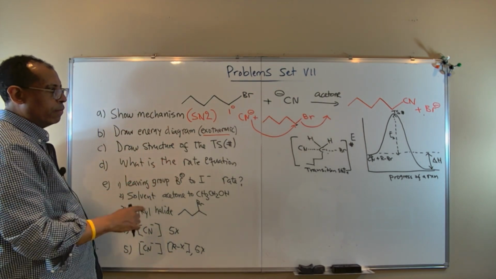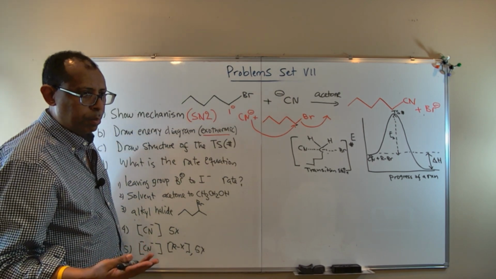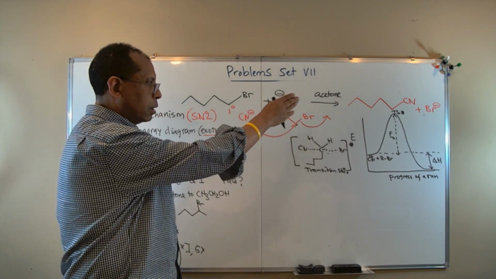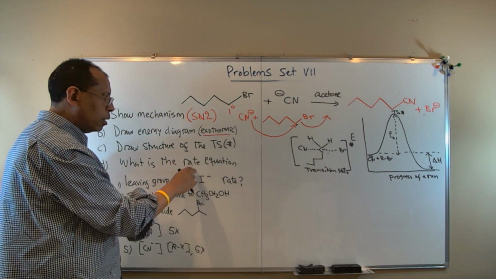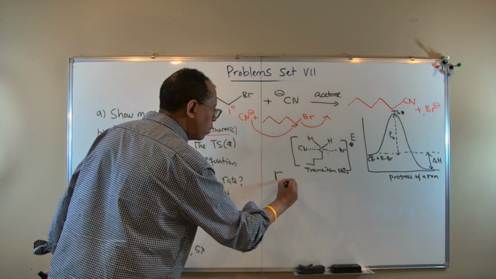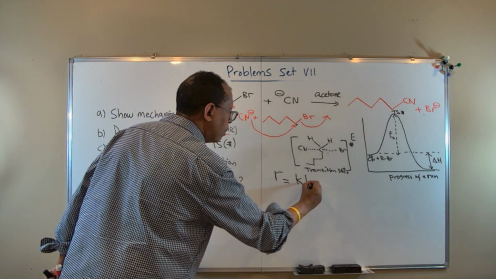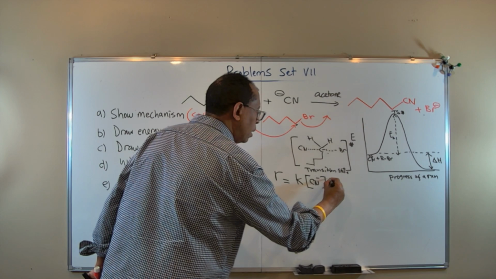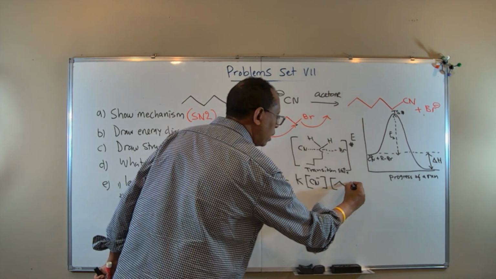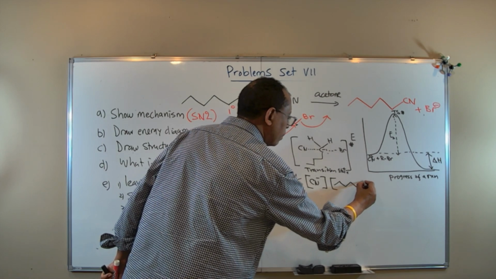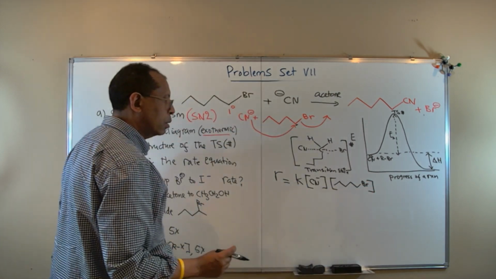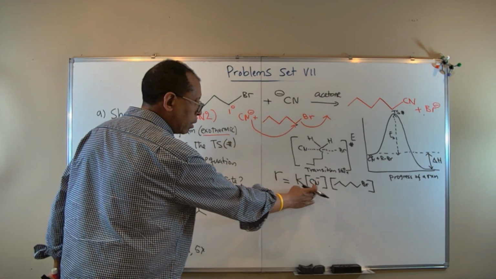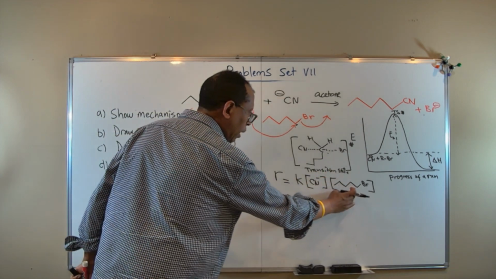What is the rate equation for SN2? In SN2, both the alkyl halide and also the nucleophile are implicated in the transition state. Hence, the rate equation is: rate equals rate constant times the concentration of the cyano, which is important, and the concentration of the alkyl halide. Both, this is the rate law. So the rate equals rate constant times the concentration of cyano nucleophile and alkyl halide.